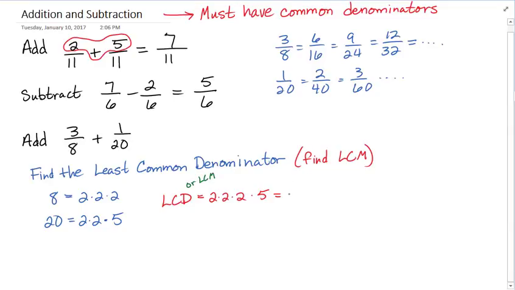Multiply those together, 2 times 2 times 2 times 5. Looks to me like this is an 80. Or I'm sorry, a 40. Okay. So I want to find versions of 3/8 and 1/20 that have 40 in the denominator. That's my task. I know what the least common denominator is going to be. It's going to be 40.